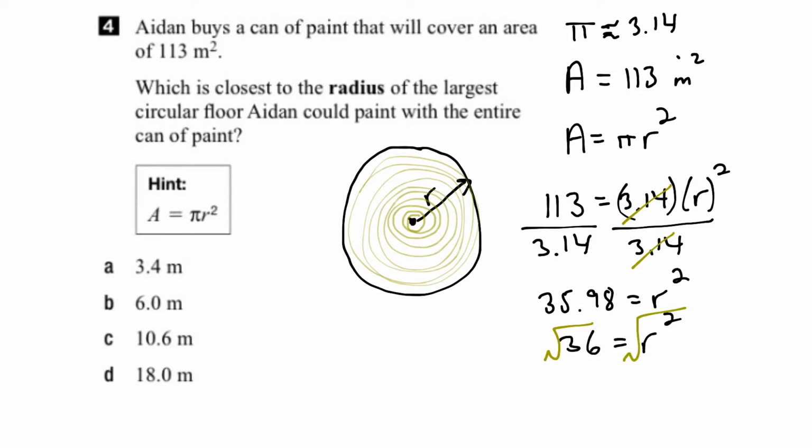So when we do that, the square root of 36 is 6, and that would equal r. The square and the square root would cancel each other out. That means the area that Aiden could cover with a can of paint would be a circle with a radius of 6 meters. And if we look down our list of options, we'll notice that B would be the right answer.